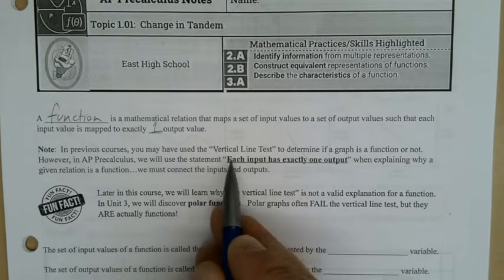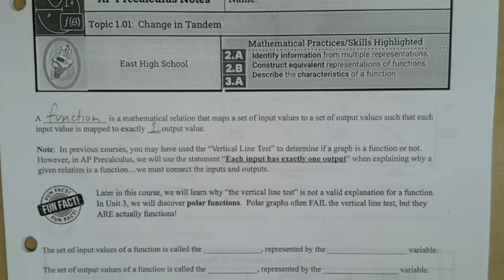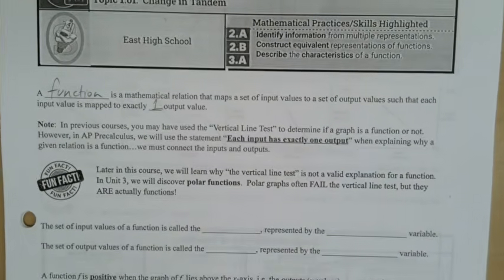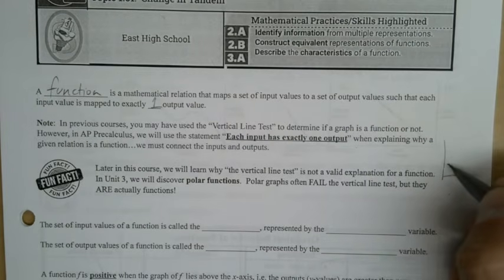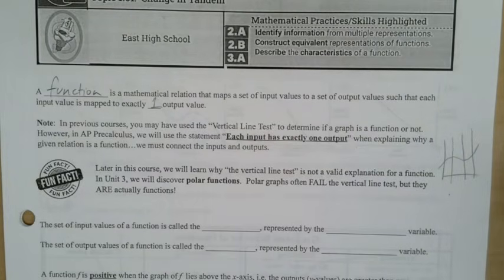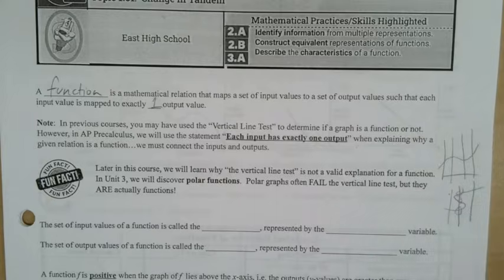Keep in mind, you've probably used what's called the vertical line test in the past to figure out whether something was a function or not. Vertical line test is a great strategy to use. However, later in this course, we are going to talk about some polar functions, and when we graph a polar function, that is actually not going to fit in with that rule. But as a quick reminder, vertical line test means that if a function is a function, then you should never be able to draw a vertical line that crosses it more than once. So if you had a graph like this, that would not be a function because we would cross more than once. Every input needs exactly one output.